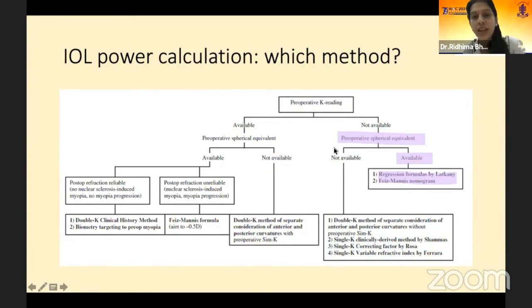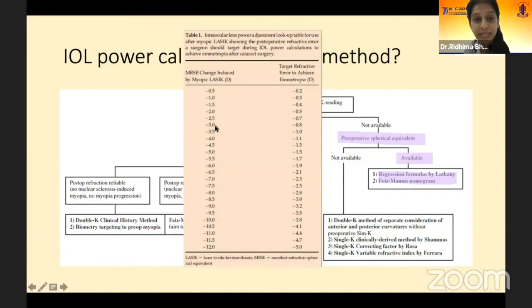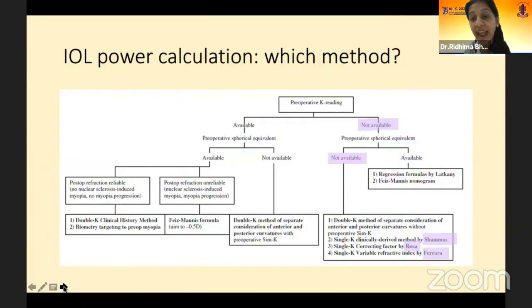And if the preoperative K is not available, but you know the amount of refraction that the patient had, there are nomograms like this. If you know that a 5 diopter treatment has been done for myopia, then you target a minus 1.5 in the targeted refraction after cataract surgery. And if no history at all is available, then we have formulae like the Shammas, the Rosa, the Ferreira.